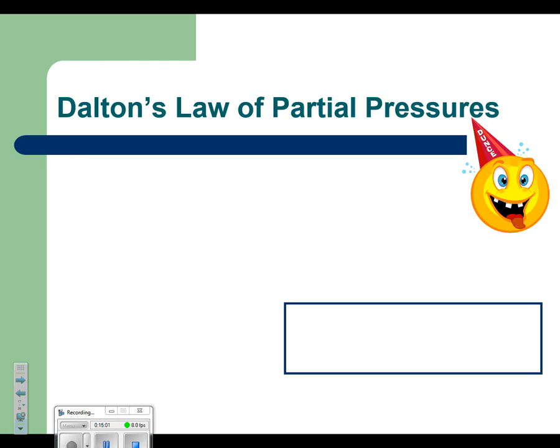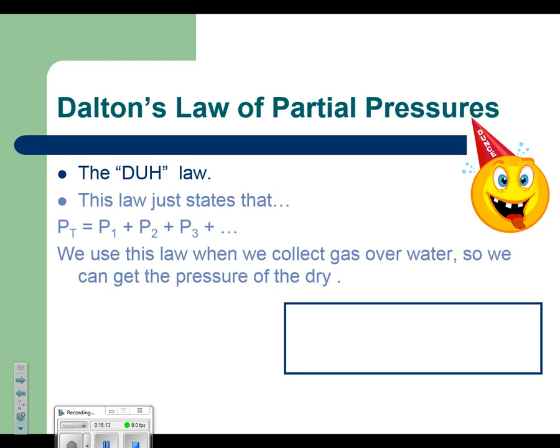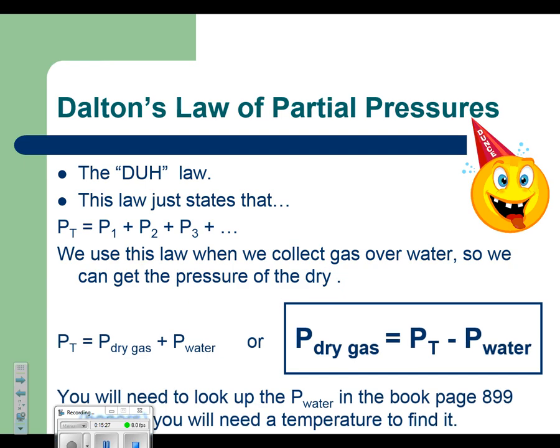The next one, man, I wish I was around when this guy got credit for this law. I call it Dalton's Duh law on purpose because it's like, how could you not figure that out? This is just dumb. All the pressure total is equal to all the little parts. Add it up. So if you want the total pressure, just add up all the pressures of all the little parts and you'll get the pressure total. Duh, right?